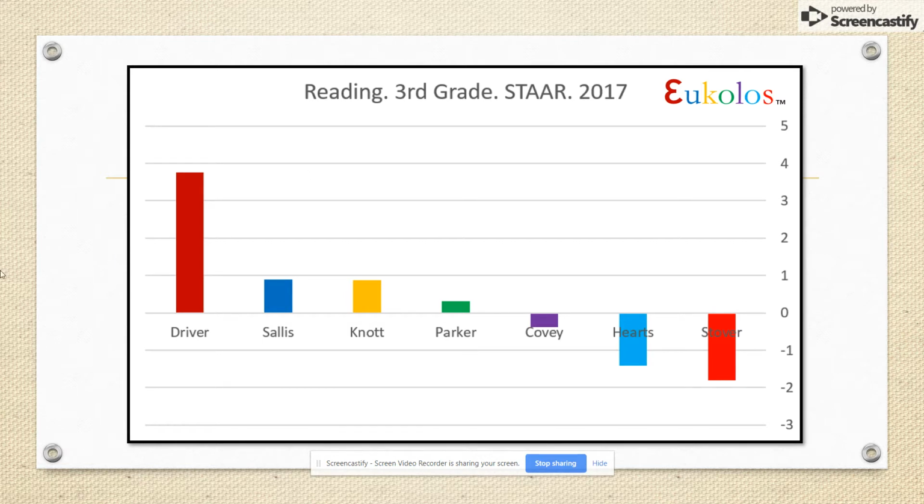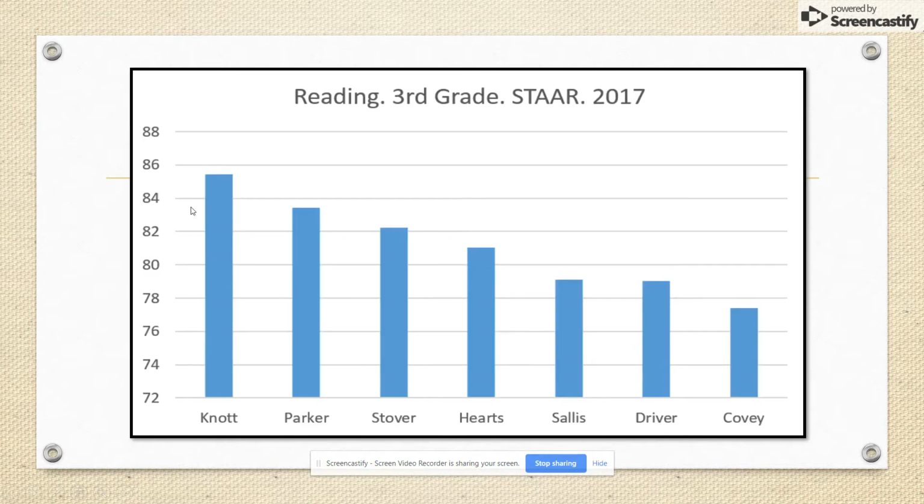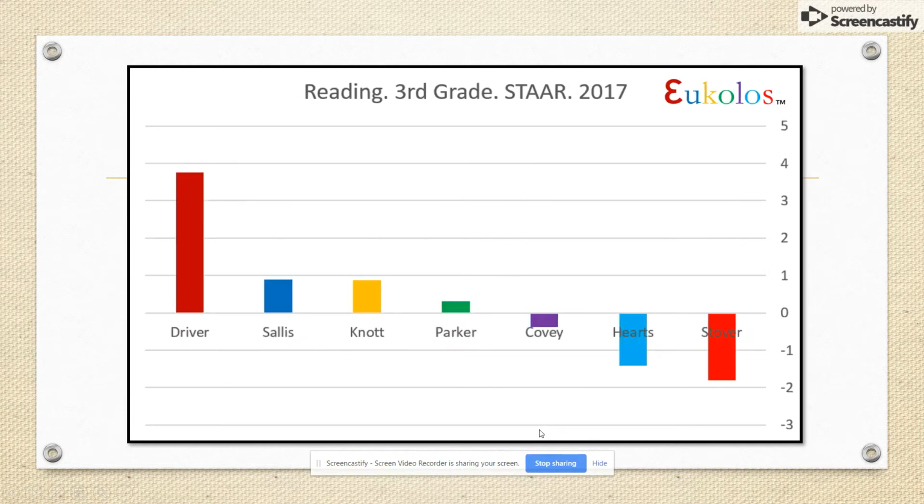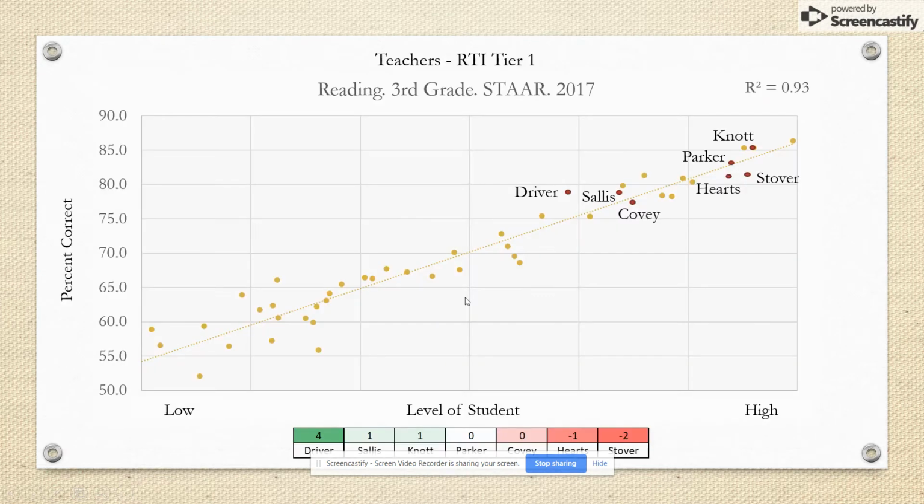But Miss Driver was taking those kids and getting a lot more growth out of them than maybe some of these other teachers. I always do like to point out that this Miss Knott teacher, even though she had some really high kids here that you can see, she still grew them. And here at Eukolos, we always argue that sometimes growing high kids is equally as tough as growing low kids, and sometimes tougher. But how do we do that?